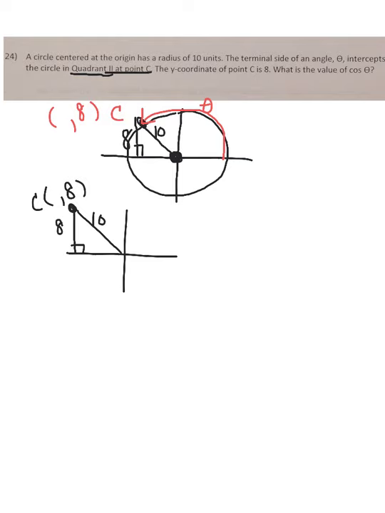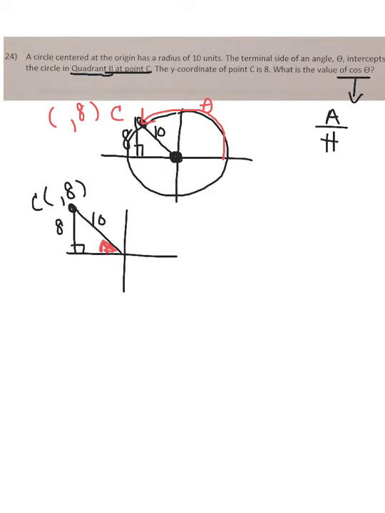All right, now what they want you to do is find the value of cosine. And I know that cosine is the adjacent over the hypotenuse. So just like always, I'm going to look at that reference angle, which is going to be this angle right here. And I am going to figure out the adjacent, which would be right here. I don't know that. And the hypotenuse, which is 10.